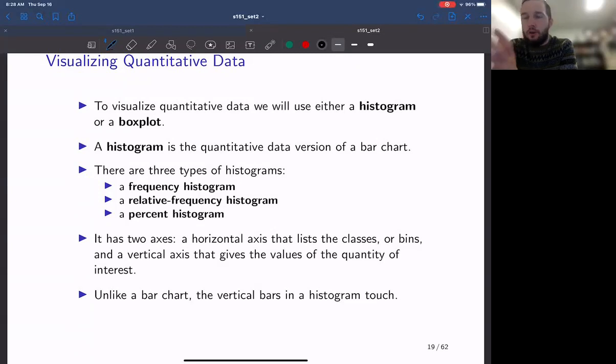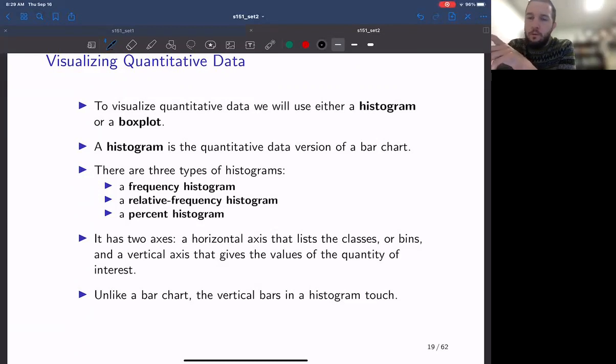Okay, so for qualitative data, we talked about pie chart and bar chart. For quantitative data, we're going to use a histogram, which is essentially the same thing as a bar chart, except that the bars are now going to connect with each other to represent data flow from one bin to the other. The other approach that we're going to talk about is a box plot.